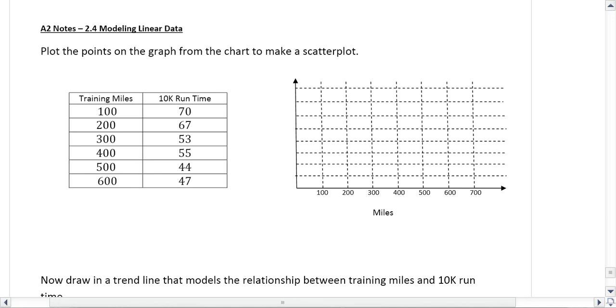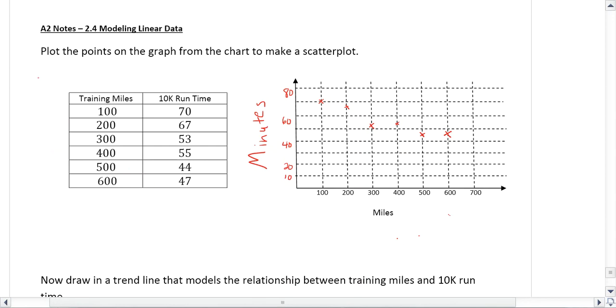So the first thing I'd like you to do is, from this table, take these points and plot them over here on the grid that's set up for you. I just need to add a few labels here. After I added the word minutes and put in the numbers, let's plot the training miles. The training miles were 100, then you would expect that the run time would be 70 minutes.